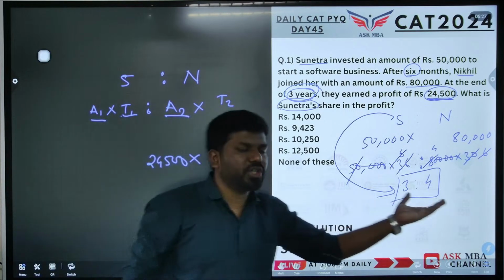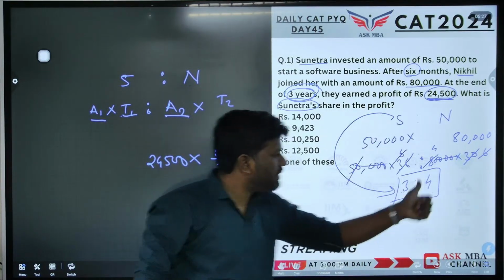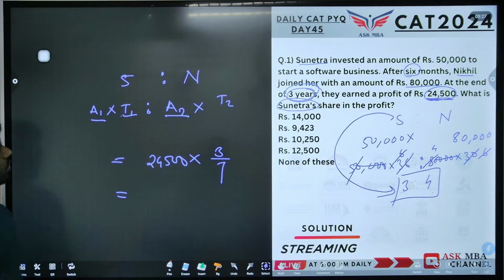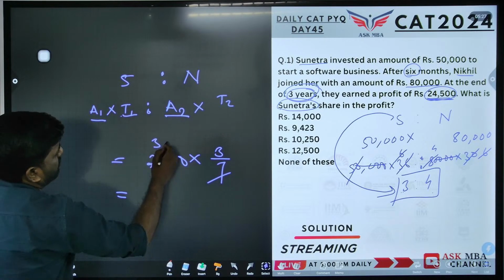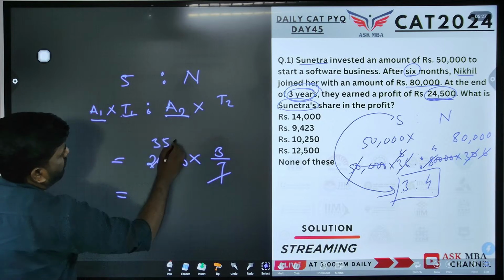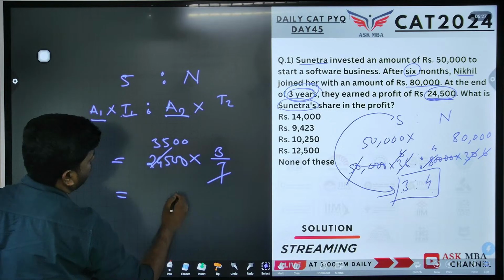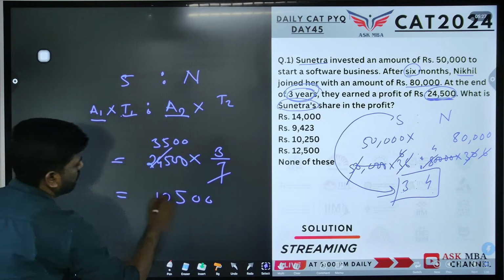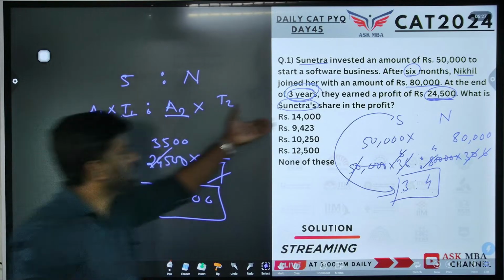This is the concept from ratio proportion. 3 plus 4 represents the total value, which is 7. So 3 by 7. Out of this, she will get, we just have to calculate this. 7 3s are 21, then you will be left with 3, then 5. Again, you have to multiply this 35 with 3, 5, 0. 3 is 3, 9 plus 1, 10. So 10,500 will be the share that Sunitra will be getting.